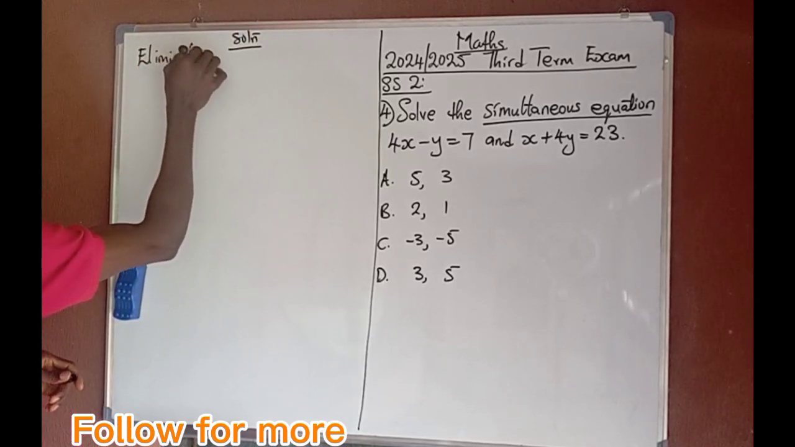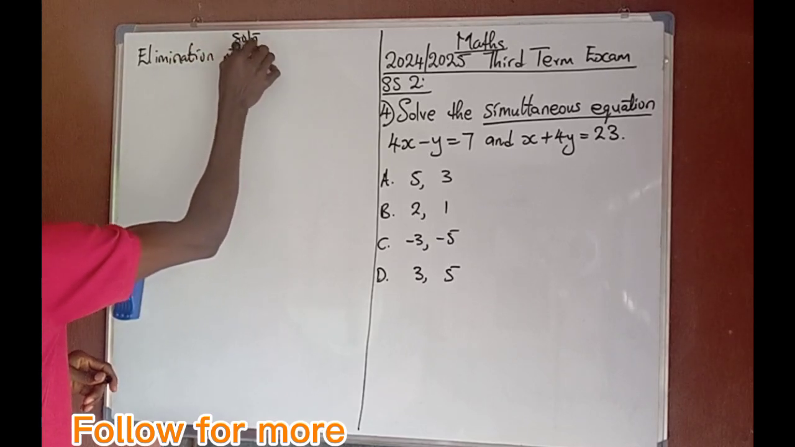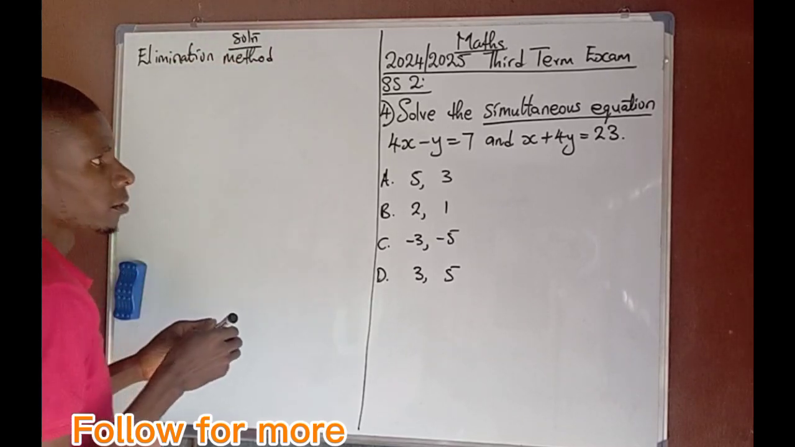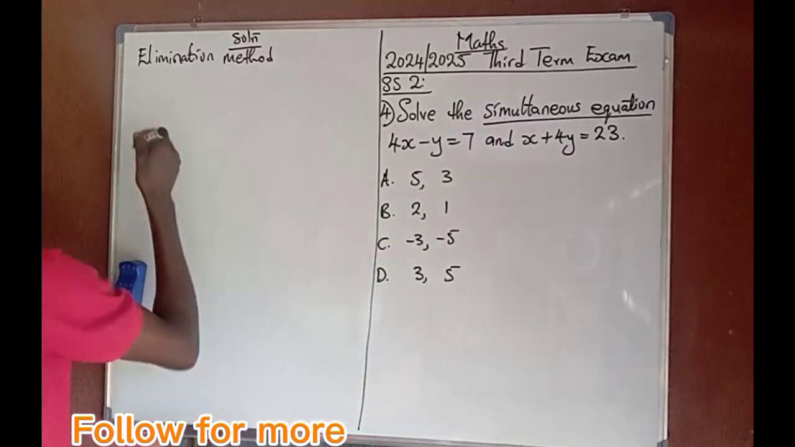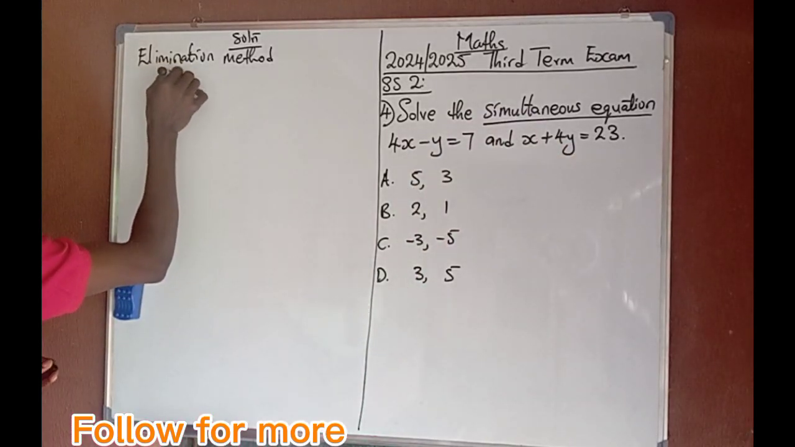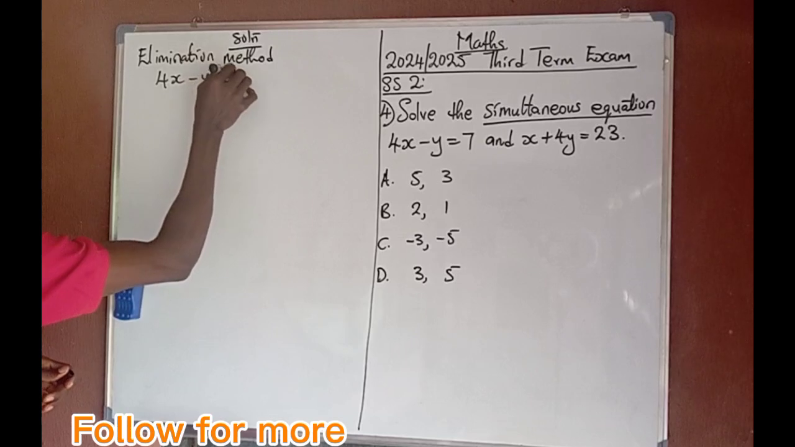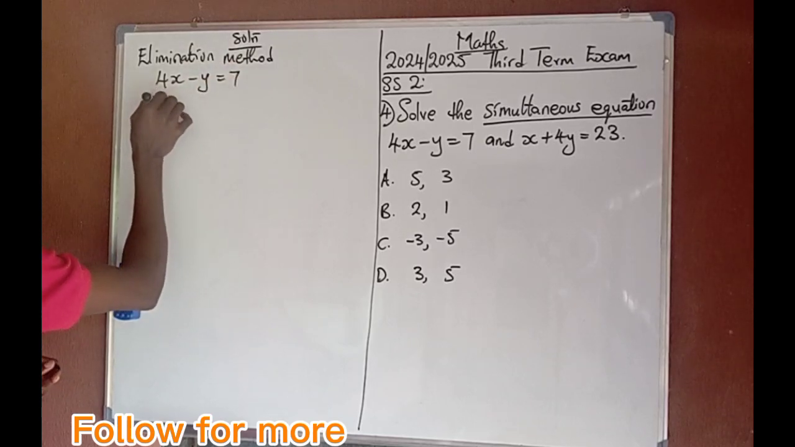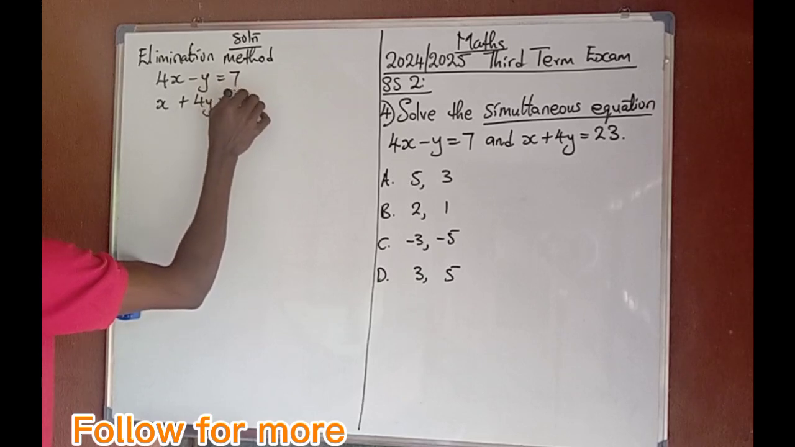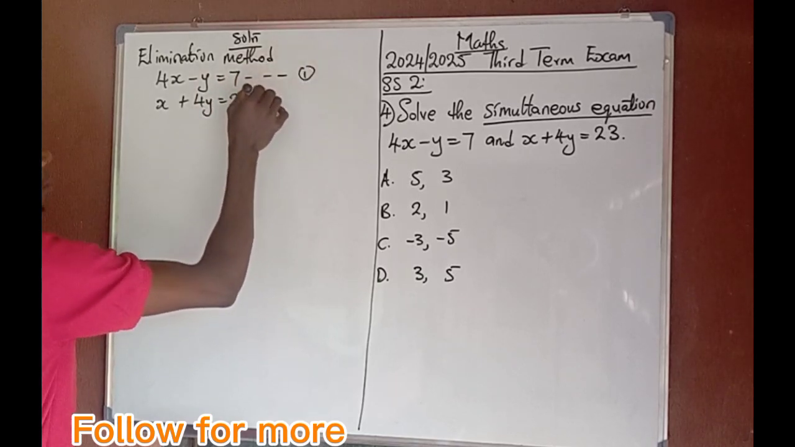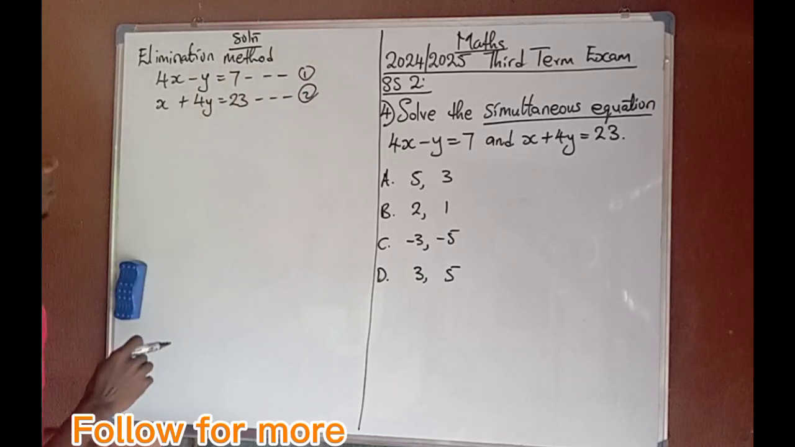So we want to eliminate just one variable. It could be x or y. So the equations are 4x minus y equals 7, and next is x plus 4y equals 23. We call this equation 1 and this one equation 2.